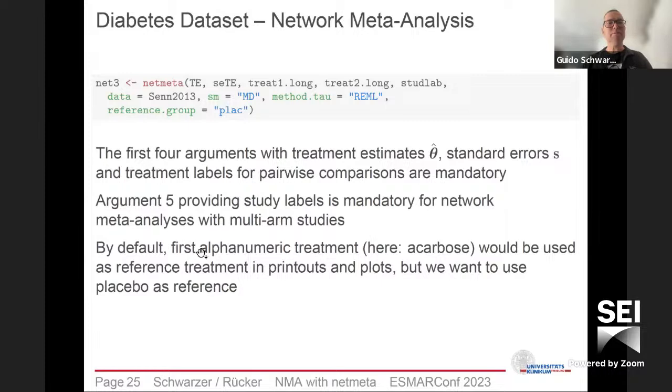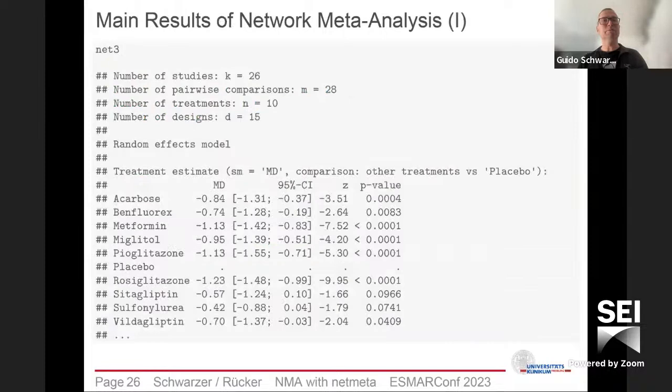And one more thing: by default, the first alphanumeric treatment, here it would be acarbose, would be used as a reference treatment in printouts and plots. But typically we have some clear reference treatment like placebo, and here in this command we specify just this. And after all this said, we come to the printout for this network meta-analysis.